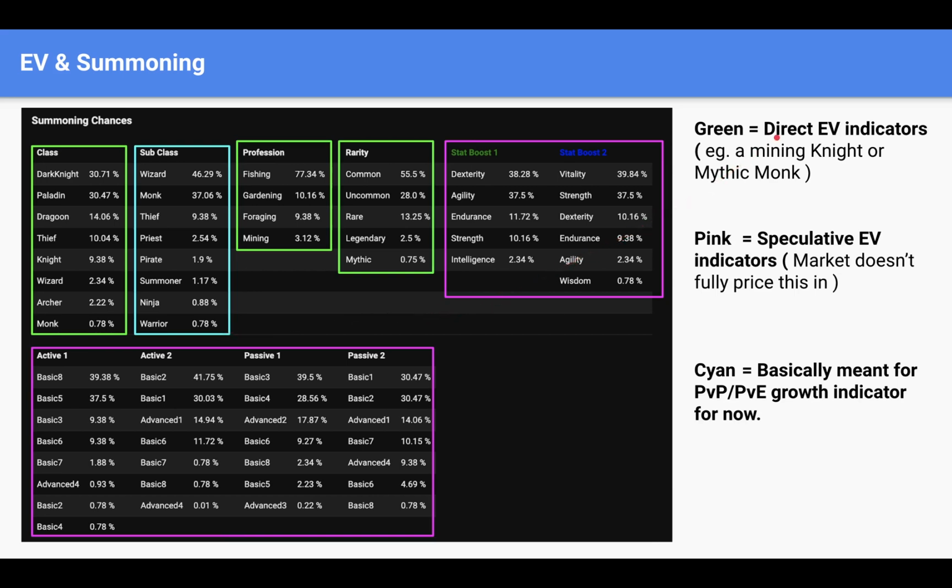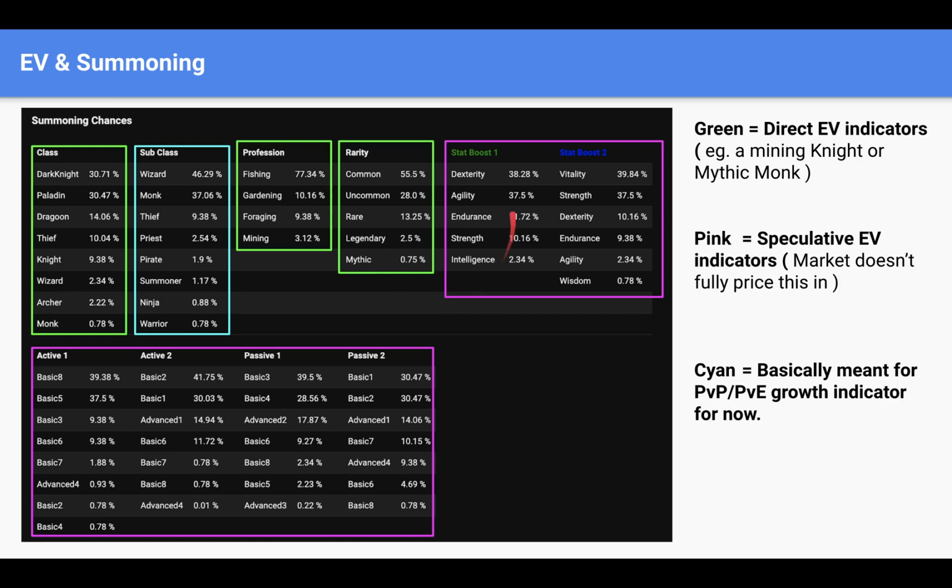So the green segment, you can directly calculate your expected value, because you can see, okay, if I have a knight and it's a miner, that's a good thing. If I have a knight, it's fishing, not so good. Same with rarities. Of course, you want the mythic, and 75 basis points chance to get it.